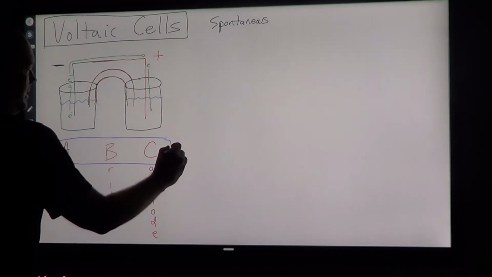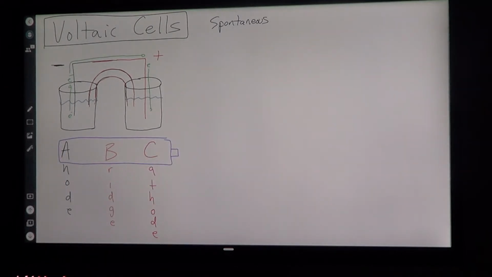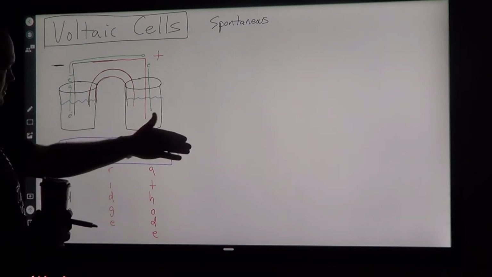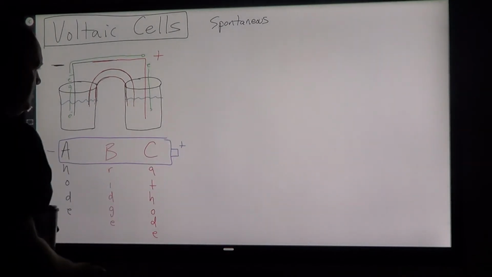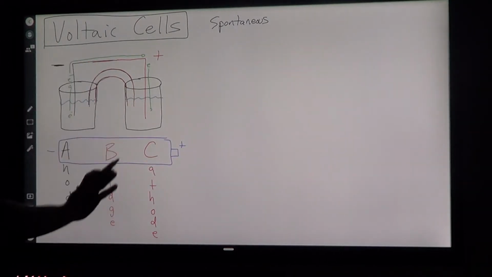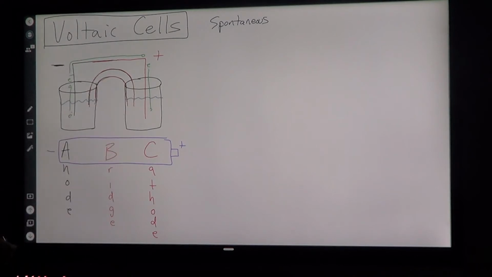And then what I did is I drew a little knob out there to make it look like a battery. Because this is what we would assume. This is the negative end, this is the positive end, and this is the basic outline of what a voltaic cell is and what it does.